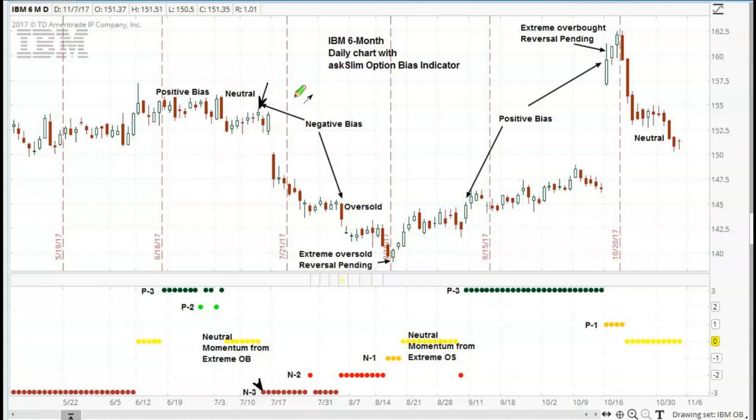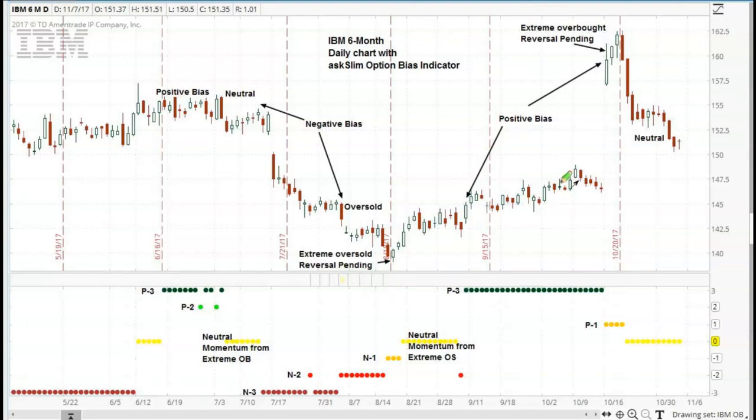It told you that the internals have deteriorated enough that there was an alignment between the intermediate and the short-term patterns that had turned negative. And you can see what happened in here in IBM. It began to fall right during that period. It got slightly oversold during this period right over here, giving you some indication that the downside may be ending in there, and you could see it started to slow down.